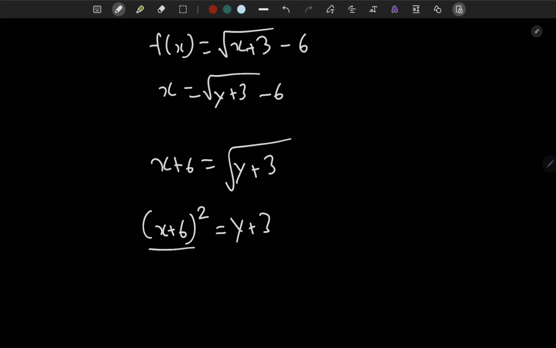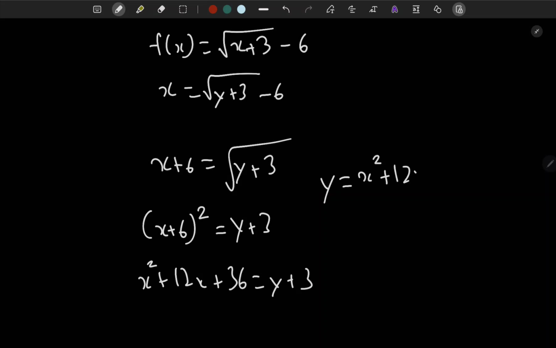Now we can simplify this. So this is just a squared plus 2ab plus b squared. So x squared plus 2ab is 12x plus b squared is just 6 squared, which is 36, is equal to y plus 3. And now we can rewrite it in terms of y and bring 3 to the other side, and it becomes y is equal to x squared plus 12x plus 33, because we took 3 to the other side.